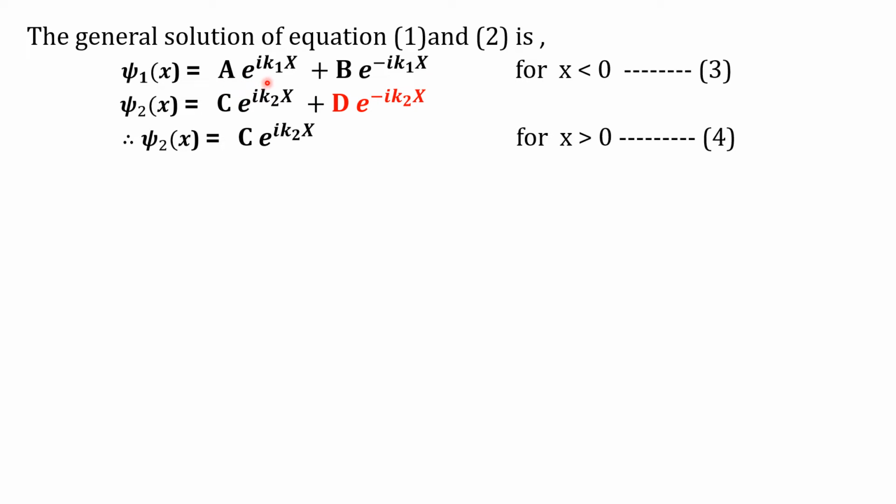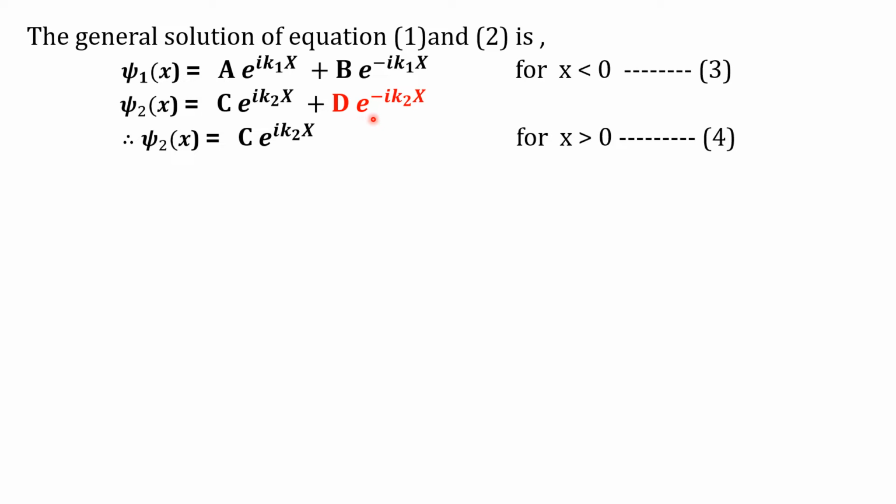Here, exponential ik1x for region 1 represents the wave function for the incident particle flux. The second term represents, in the same region, the particles reflected at x equal to 0. Therefore, this is the reflected particle flux. But for region 2, c into exponential ik2x represents the transmitted particle flux in region 2, and these particles are moving in the positive x direction.